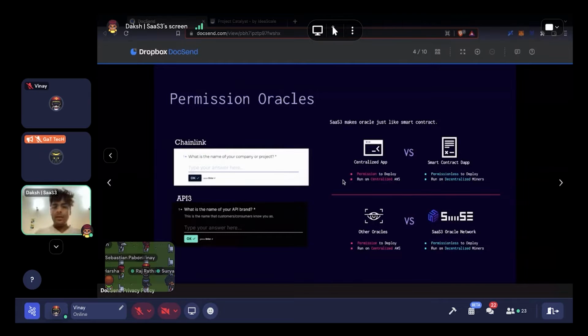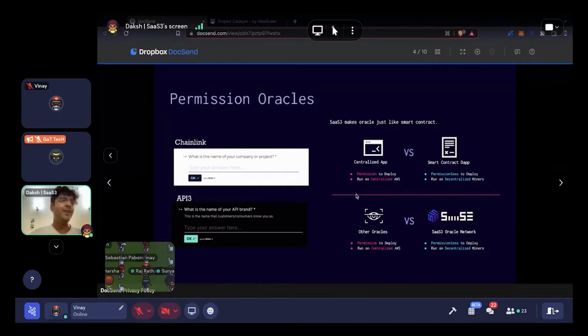Currently, all of the oracles in the industry are permissioned. Chainlink, API3, we've mentioned some examples here. You can get only a particular set amount of data from it, and you have to apply to become a node there. So it's not permissionless; it's permissioned.